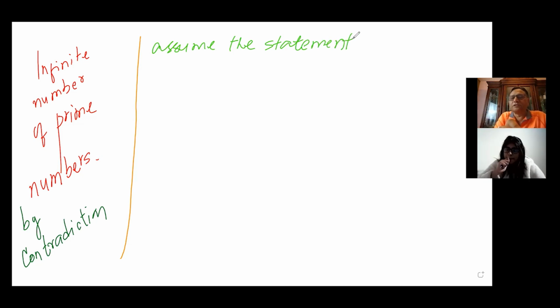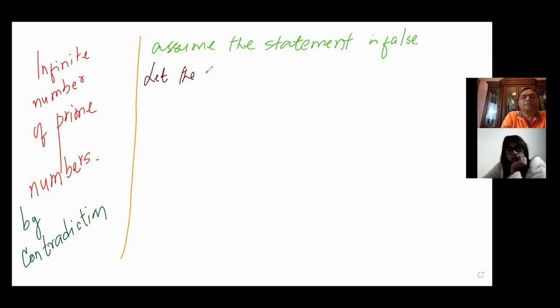Correct. So the first thing is to assume the statement is false. That means we are saying an infinite number of prime numbers, so false will mean it's finite. Let the number of prime numbers be finite.